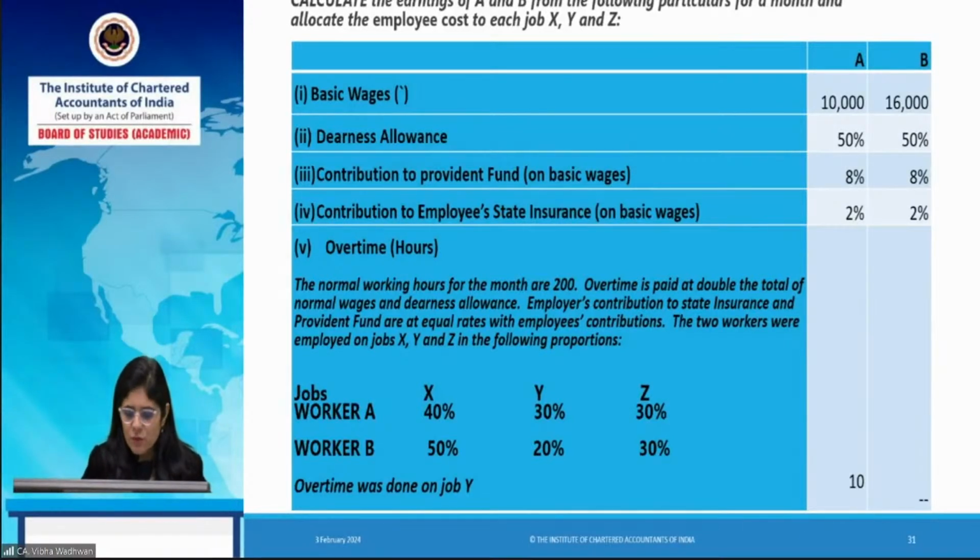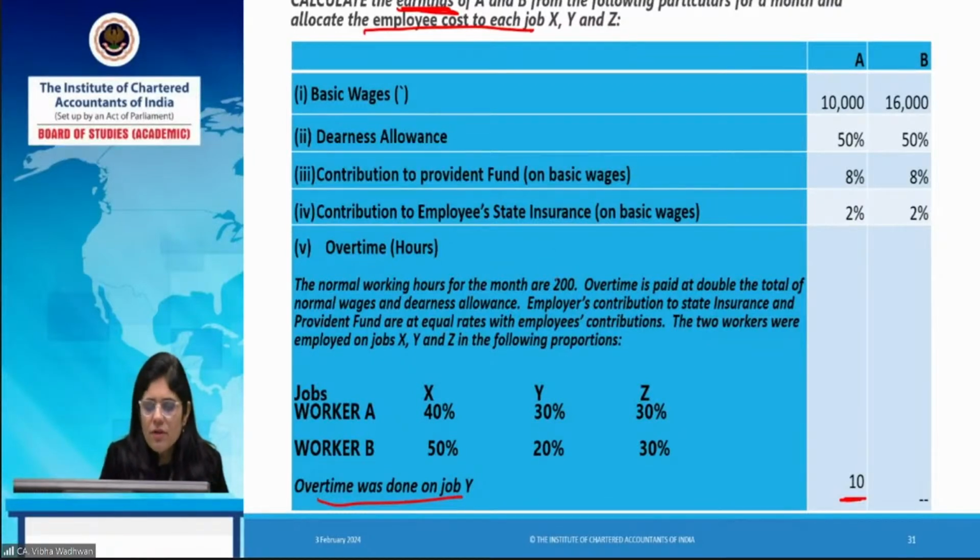All right, so let's quickly start this illustration. Now here you have to calculate the earnings and also the employee cost. See, both are different things. Basic wages are given, DA allowance is given, contribution to provident fund, contribution to employee state insurance, and overtime. Overtime is done on job Y, and only A has done overtime on job Y.